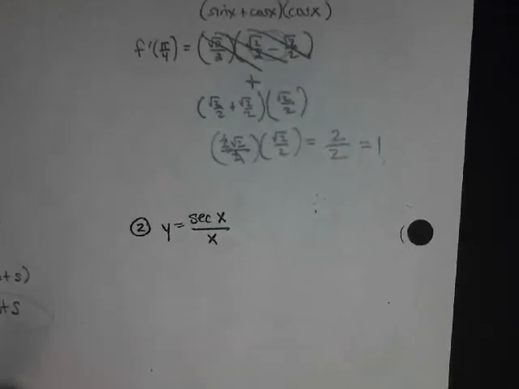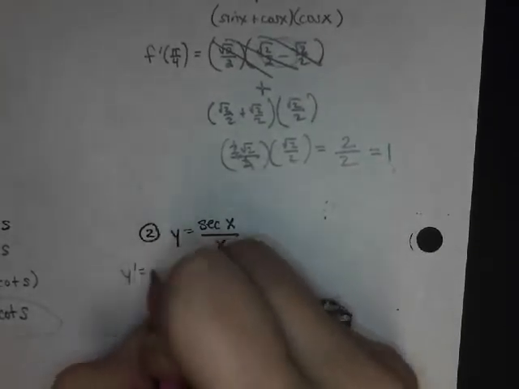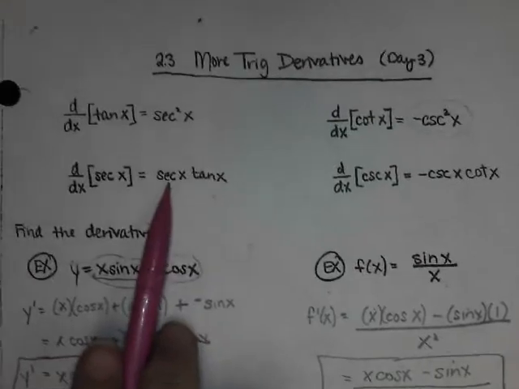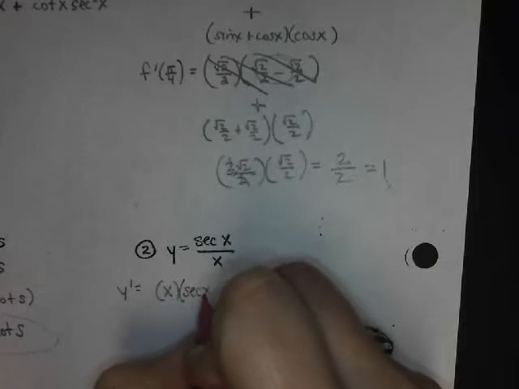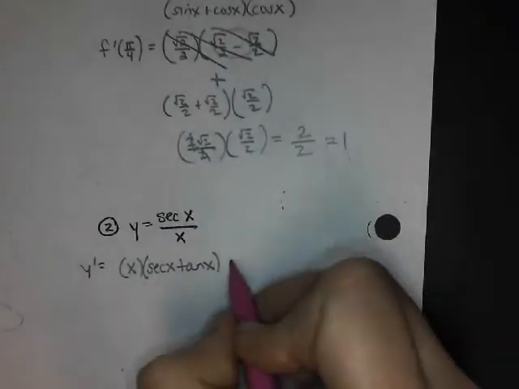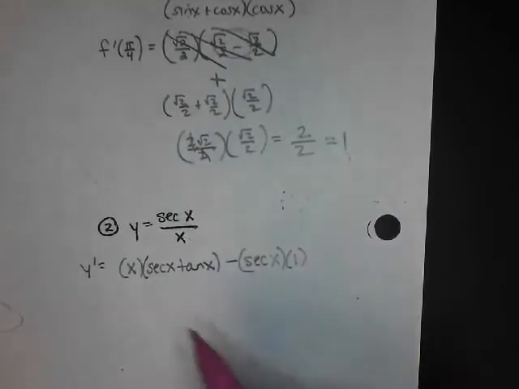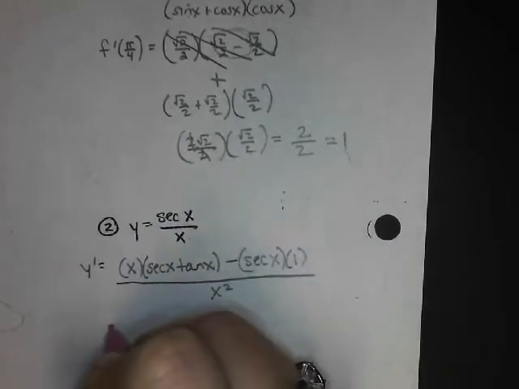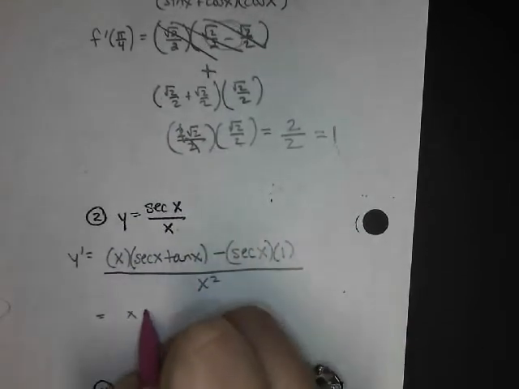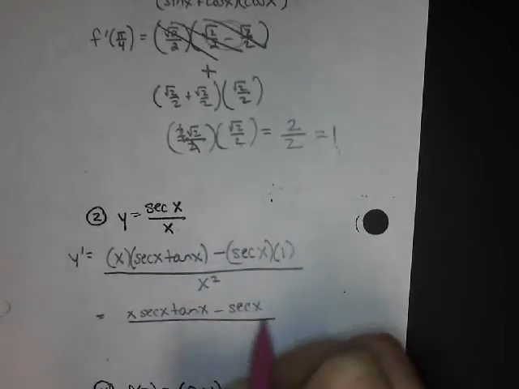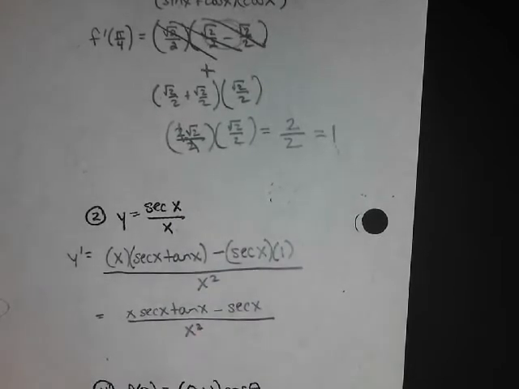I would go with the quotient rule, bottom, times the derivative of the top. Secant is secant tan. Minus the top, times the derivative of the bottom is nicely just 1, all over bottom squared. So that's just x secant x tangent x minus secant x over x squared. You may see that secant x factored out, depends on the problem.